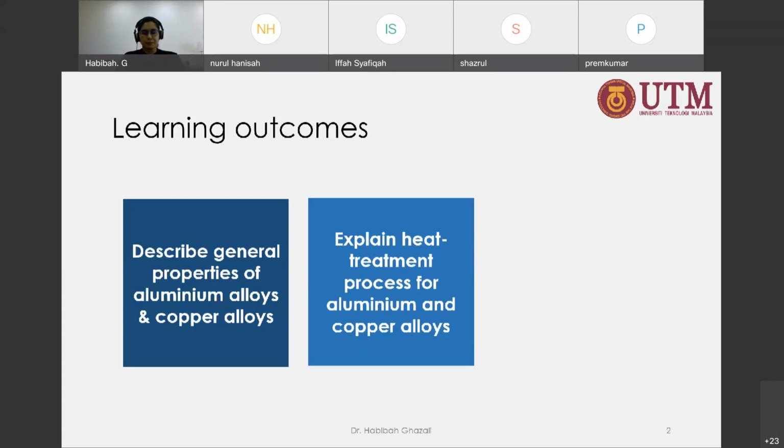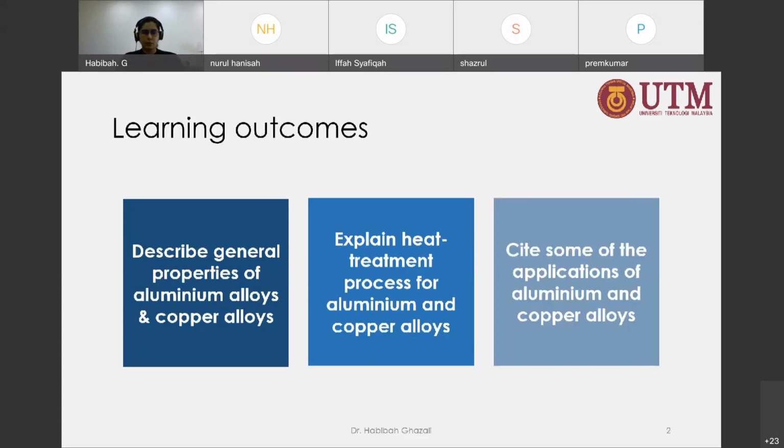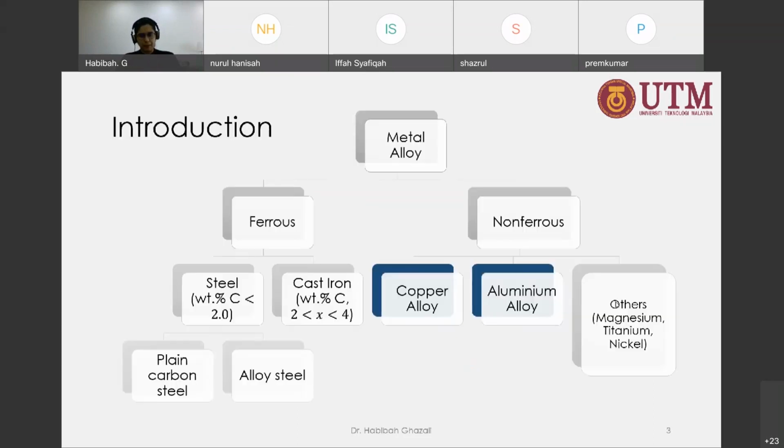Okay, so that's what we're going to look into: the heat treatment process that we call age hardening. That's another learning outcome. And finally, we are going to look into the various applications of aluminum and copper alloy.